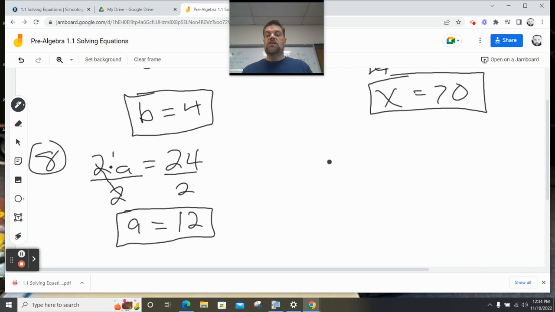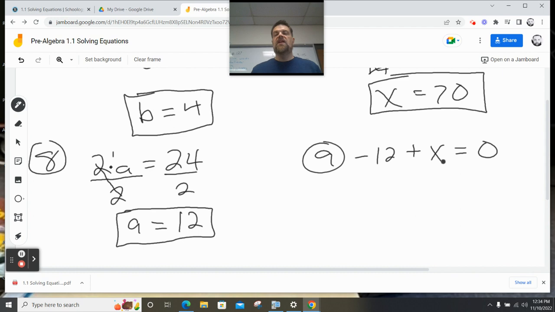Problem number 9. This is where we get into the real deal stuff. Negative 12 plus x equals 0. Now, technically, negative 12 is the same as subtracting 12. If I want to move the 12 away, what's the opposite of subtracting 12? Plus 12. So I'm going to add 12 here. What do I do over here?